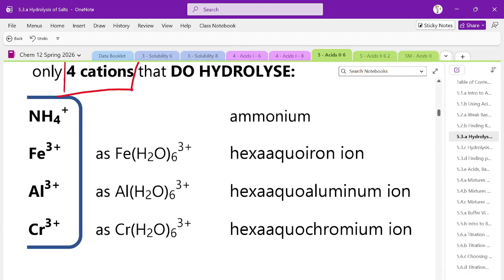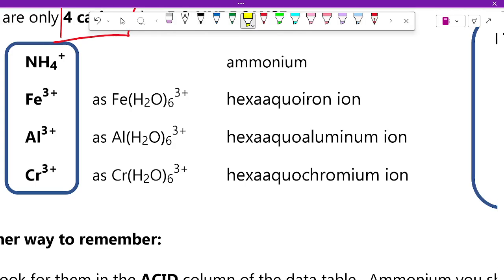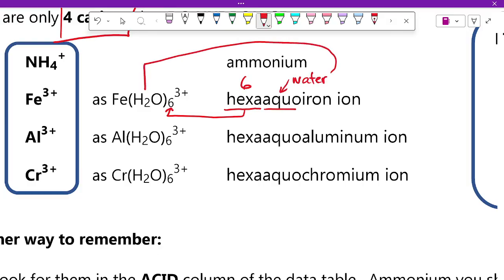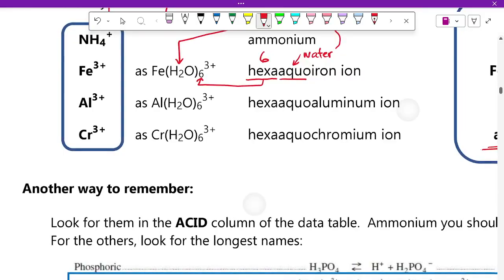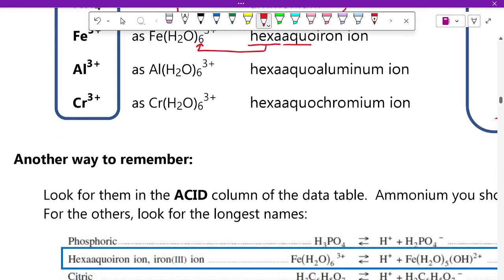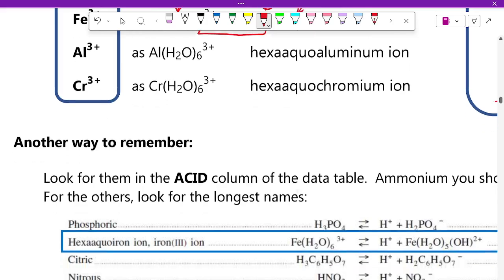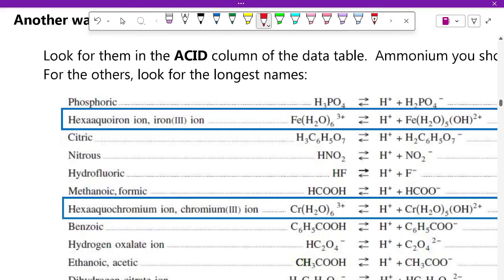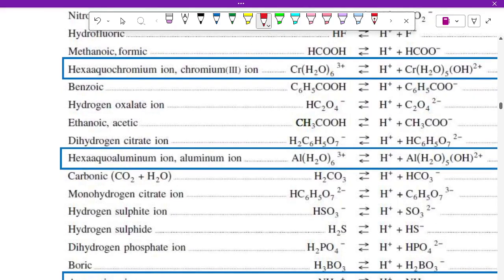So we have the hexa-aquo. Why is it called hexa-aquo? Hexa means 6. Aquo means water. And that means we have 6 waters attached to the iron. Same thing for aluminum and same thing for chromium. The hexa-aquo aluminum and hexa-aquo chromium. Not hard to remember because they are written down for you on the table. So you can remember Fe, Cr, Al, or you can remember to go look for the longest names on the table. There they are.